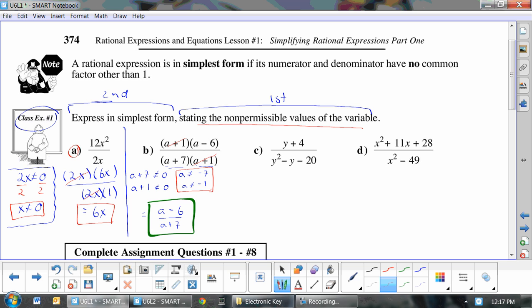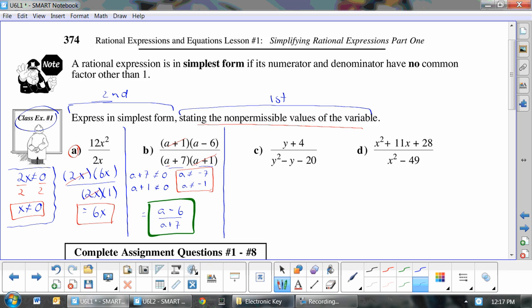Oh, so in this one you can look at it and say, I know that's negative 7. Yeah, you can. These are really simple questions, and they get harder. For your notes, I like to go through every possible step. But for a question this simple on a test, go ahead and write negative 7 and negative 1 are non-permissible. Okay? So let's look at C.